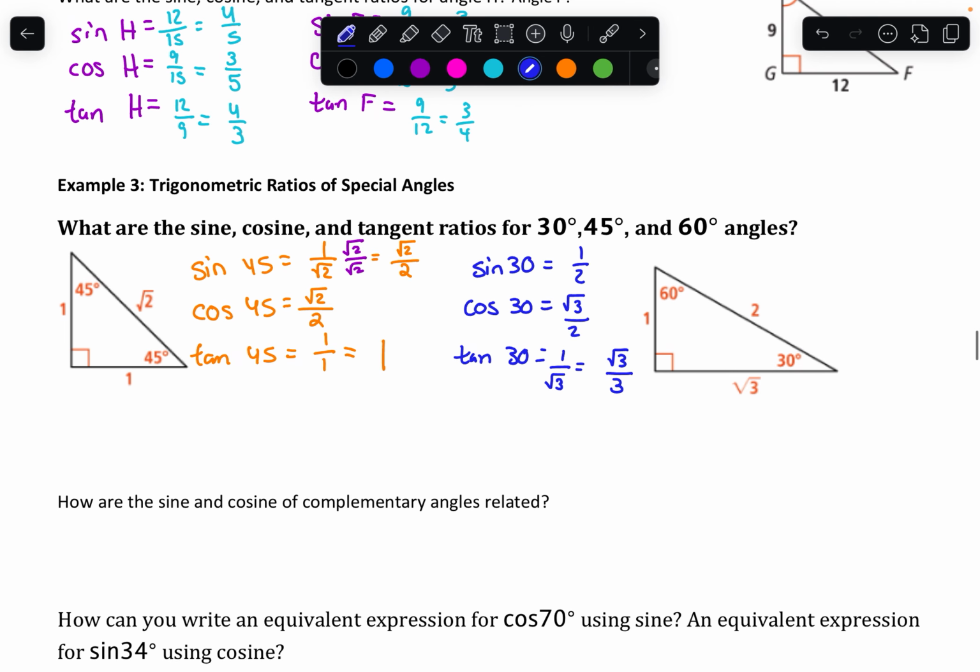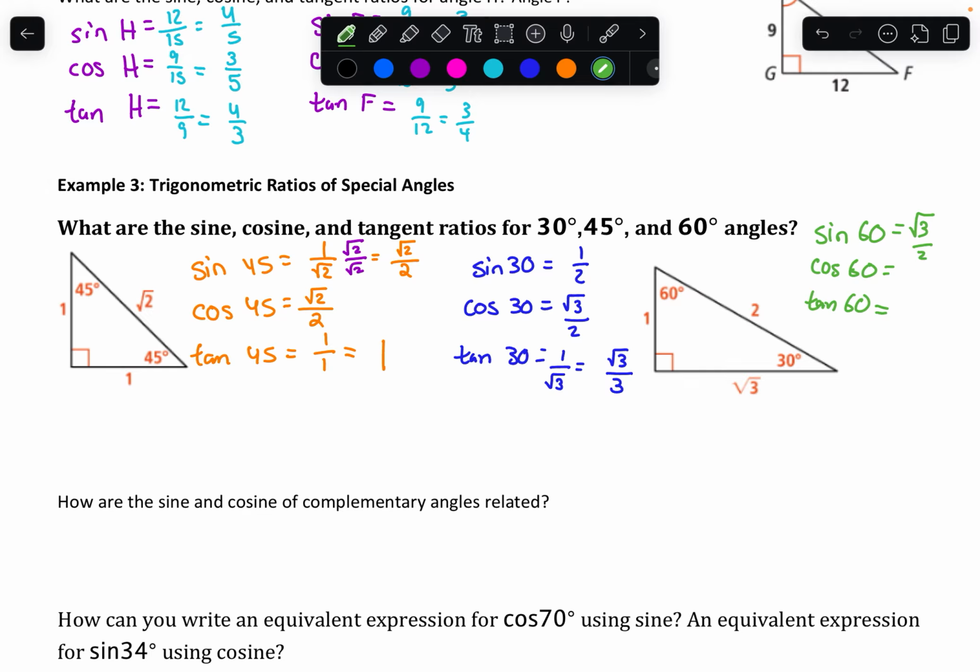Then finally, I'm going to go ahead and find the trigonometric ratios for 60. I'm going to find the sine of 60, the cosine of 60, and the tangent of 60. So if I stand on the 60 and I think opposite over hypotenuse, I've got square root of 3 over 2.